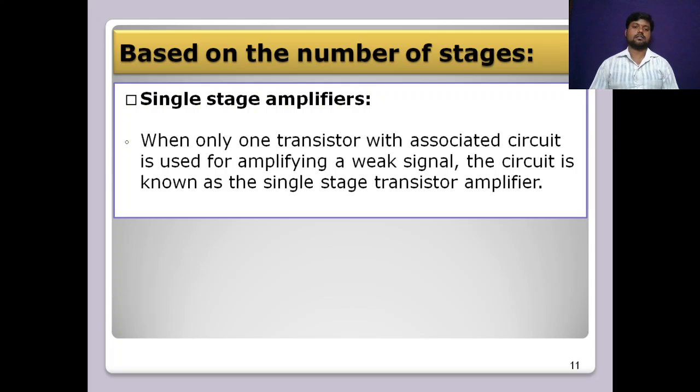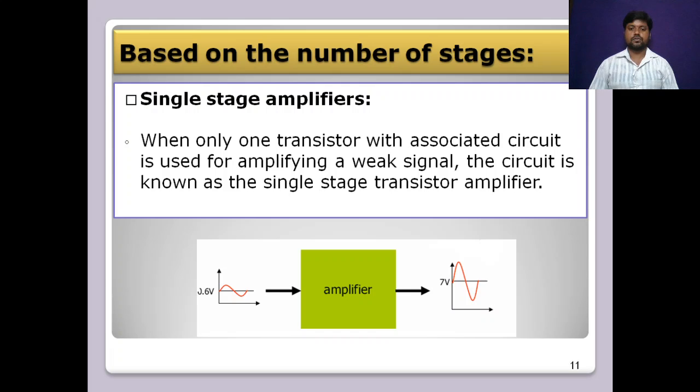Based on the number of stages, single stage amplifiers: when only one transistor with associated circuit is used for amplifying a weak signal, the circuit is known as the single stage transistor amplifier. So, as we discussed, only one transistor is used to amplify the weak signal. Okay, here is a diagram showing the single stage amplifier. A small 0.6 volts is given as an input, and it is giving 7 volts of amplified signal. Here we are assuming, because this amplification range varies depending on various factors, transistor, beta factor, all those factors. Just for assumption purposes we are taking 0.6 volts as the input voltage, and we are getting 7 volts as the output.